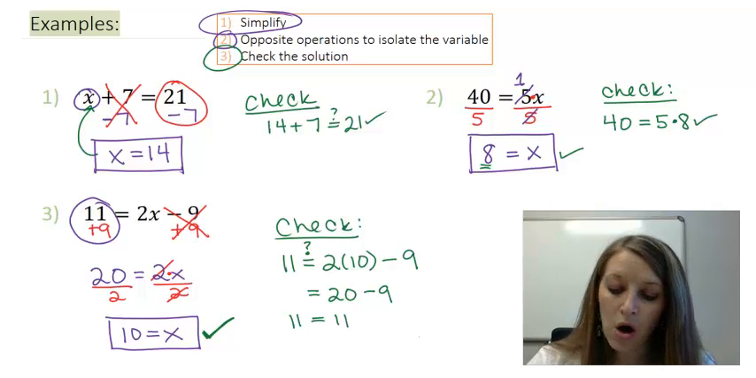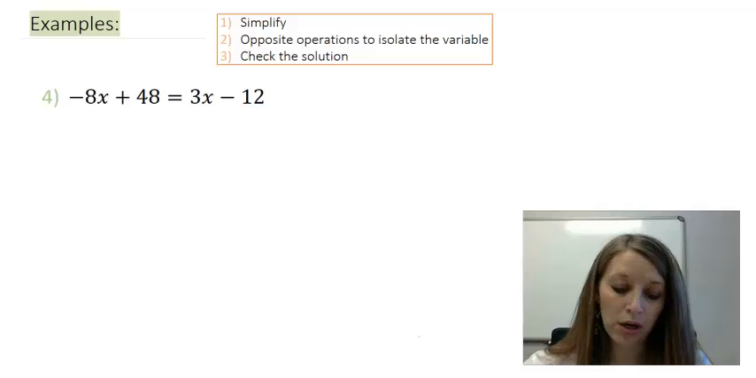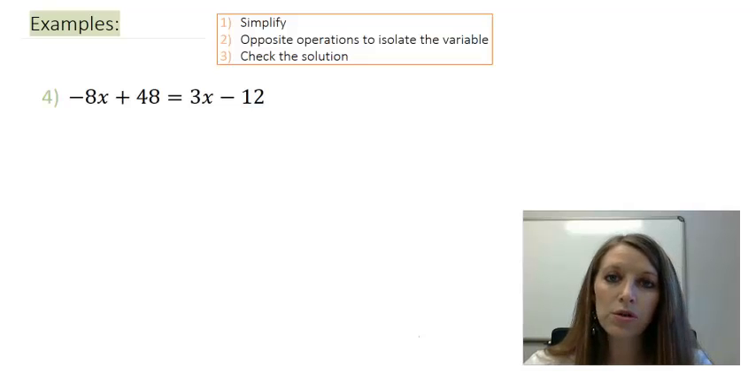So let us move on to example 4. Negative 8x plus 48 is equal to 3x minus 12. Now, I believe that I have worked through enough of these and given you enough information to solve this on your own. So I suggest that you pause the video and see if you can get the correct answer.